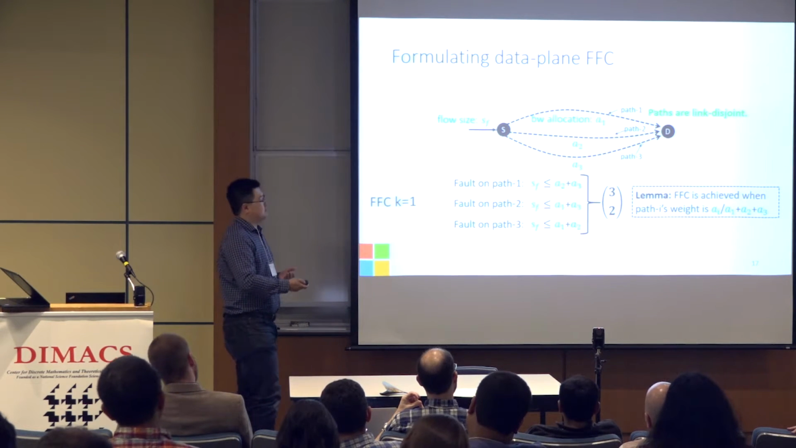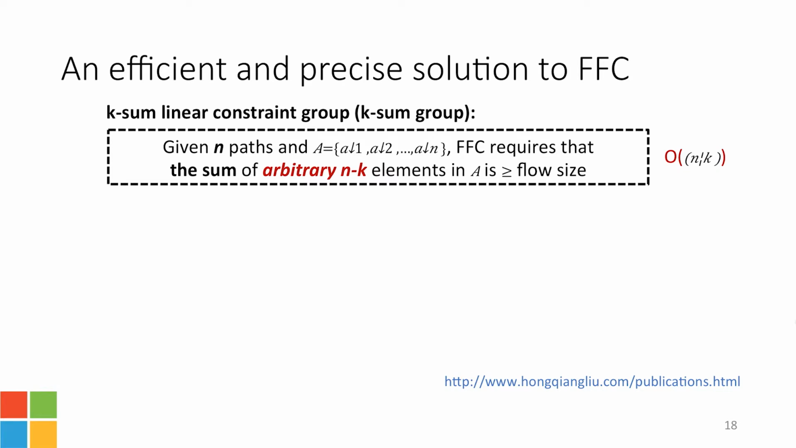Let's generalize it. If for this flow we have n paths, and we want to decide the bandwidth allocation along these n paths, and we want to be resilient to k link failures, that means an arbitrary n minus k residual tunnels should be enough to support the flow size. If we write this requirement down, we will have n choose k constraints. We call this group of constraints the k-sum constraint, just for naming.